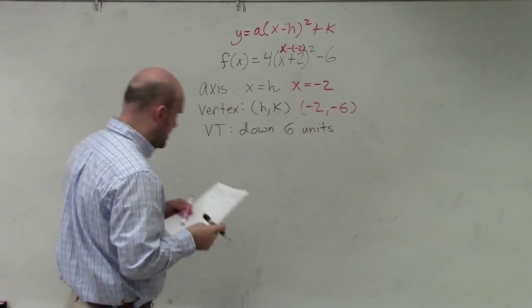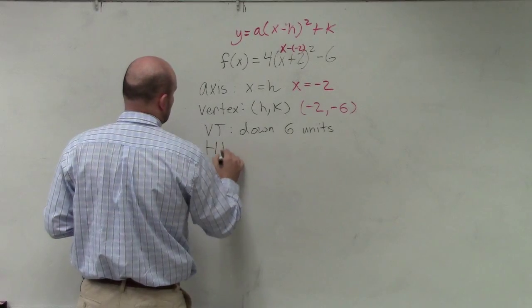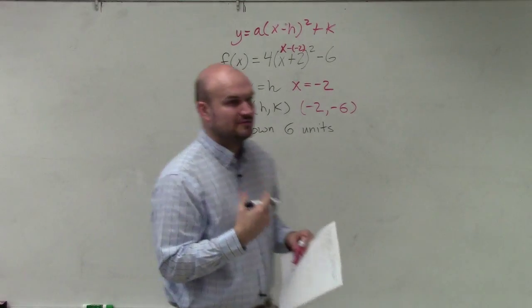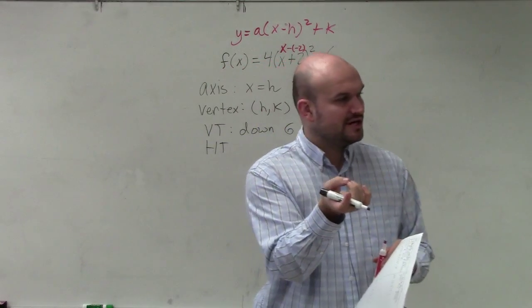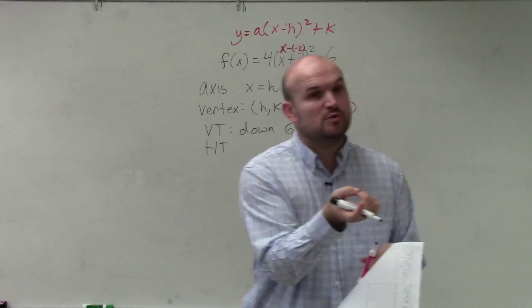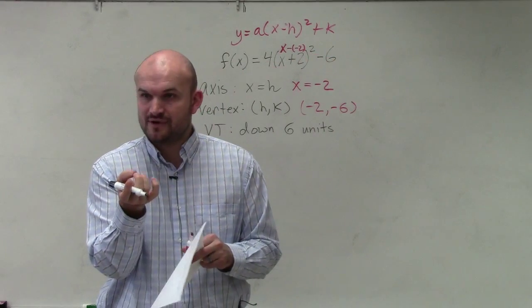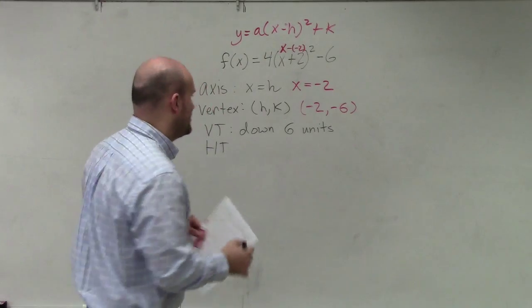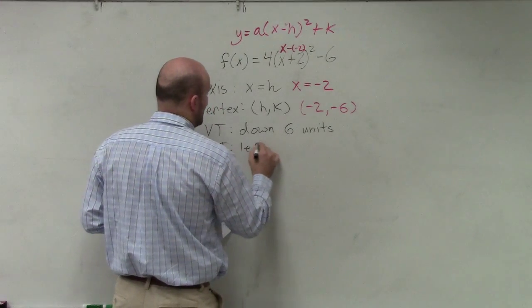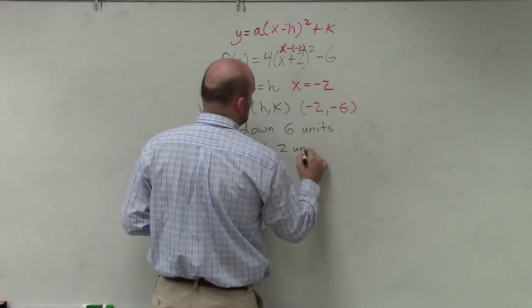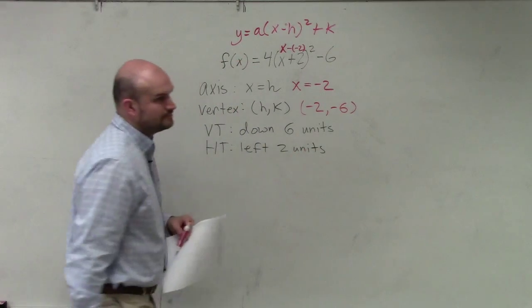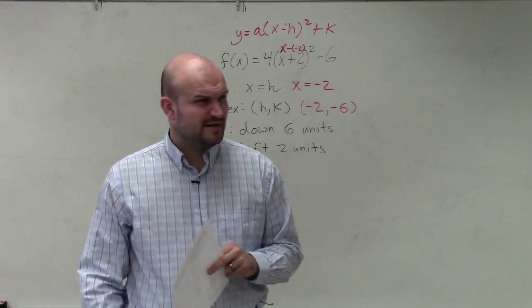OK? The horizontal transformation is going to be how far we're shifting our graph left to right. So again, the vertex is at 0, 0. But now the vertex has been moved over 2 units to the left, right, because it's at negative 2. So therefore, we would say left 2 units. Does everybody understand? Anybody have any questions?